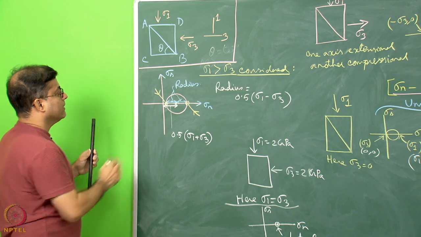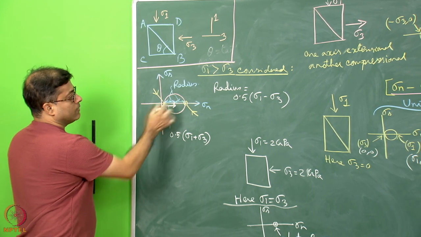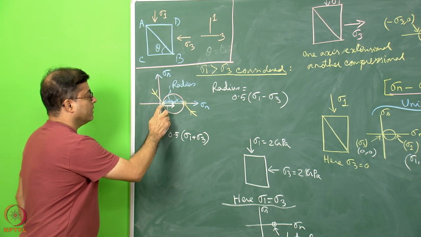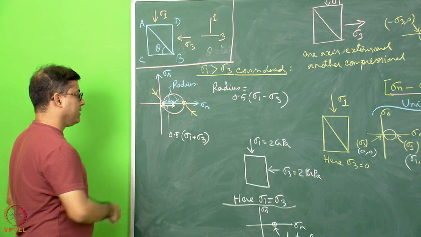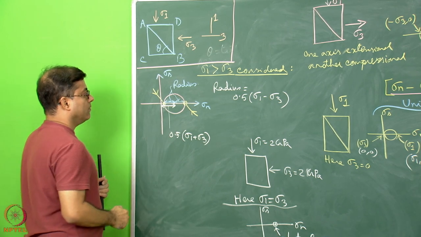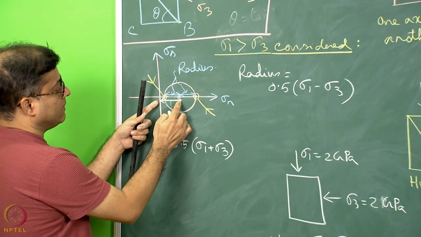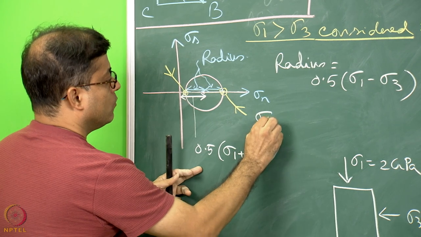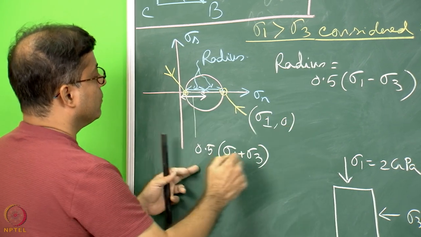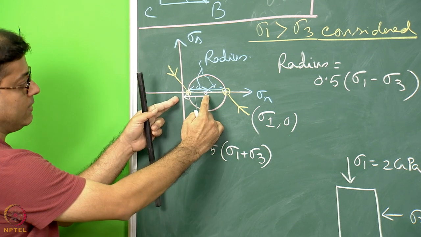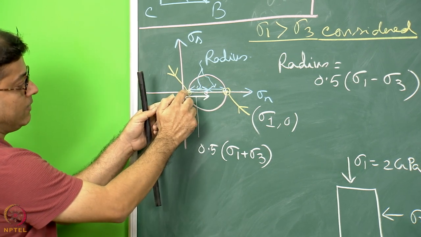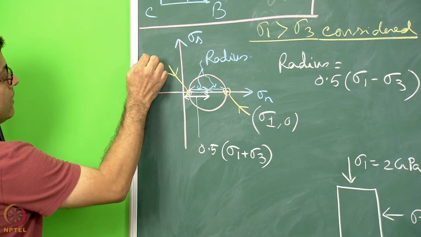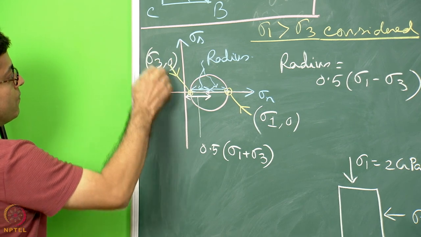And we know that the radius, this amount and this amount, is equal to this much. So from here we can find these two coordinates, I mean where the Mohr circle intersects the sigma n axis. For example, if I add this distance and the radius, I will reach this point. Adding these two, I find the coordinate, sigma 1 comma 0. And similarly, if this is the total distance and this is the radius, then for this coordinate it will be this distance minus that distance. If I do that, it turns out to be sigma 3 comma 0.